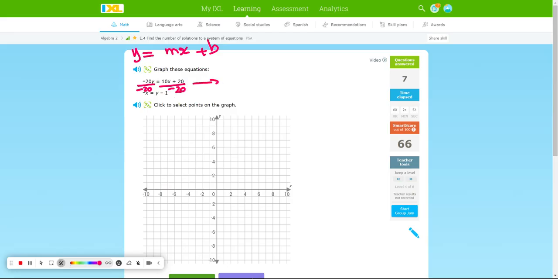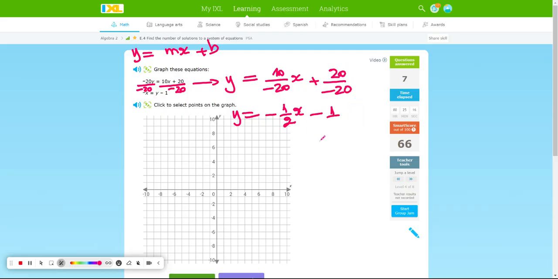Okay, here we go. Now on the left side, you've got the y. You've got 10 over negative 20 times x, and then you've got 20 over negative 20. Let's simplify. 10 over negative 20 is negative 1/2, and then you put down the x. 20 over negative 20 is negative 1. We can graph this line.